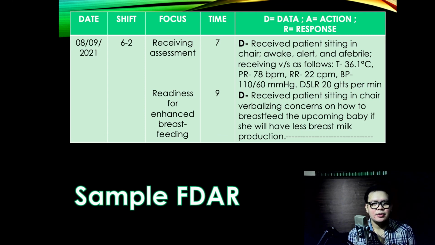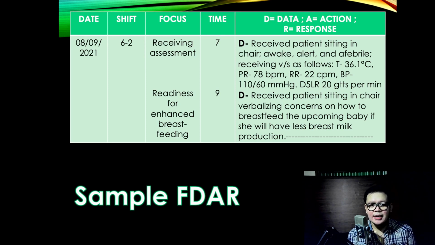A very good focus is readiness for enhanced breastfeeding, based on your assessment upon interaction and communication with your patient. So it's important to talk to your patient at all times, because that's one way for you to extract data from them. First, you have to start with the data, a data which is relevant to readiness for enhanced breastfeeding.